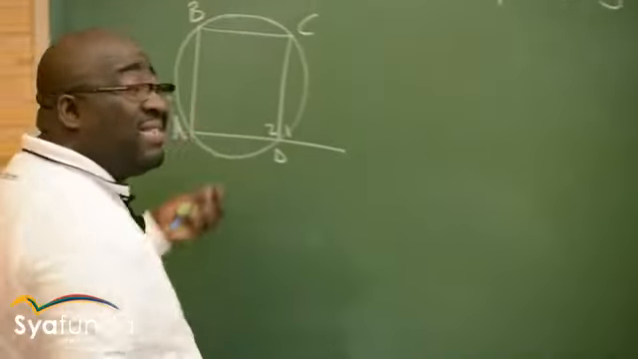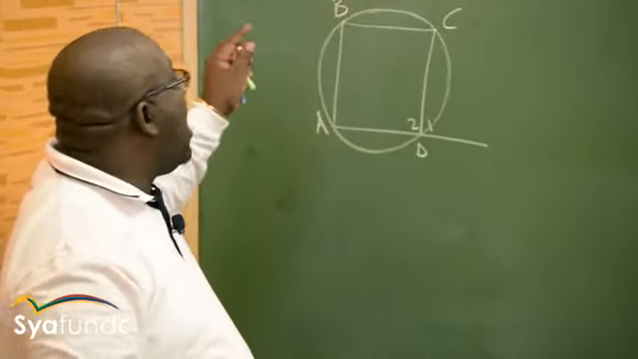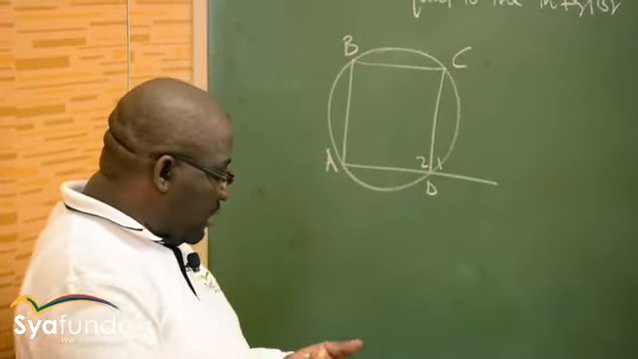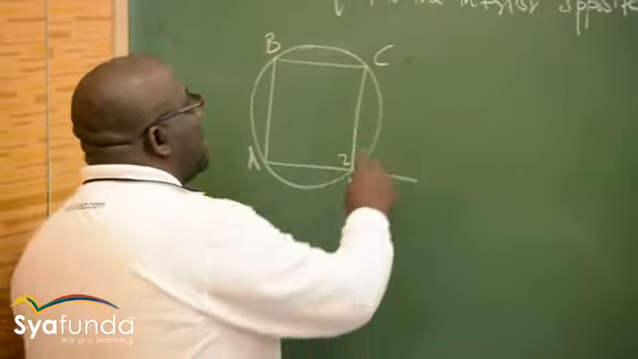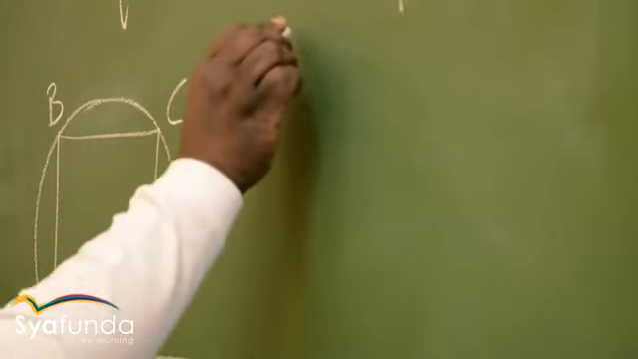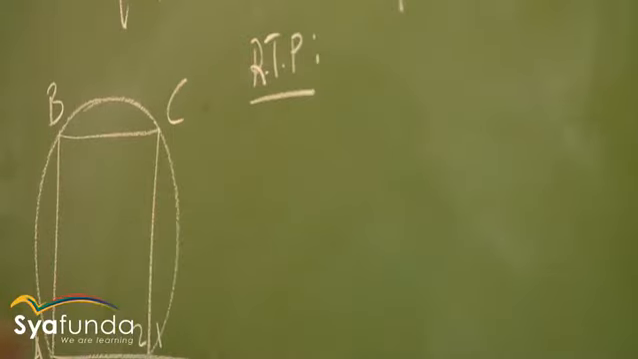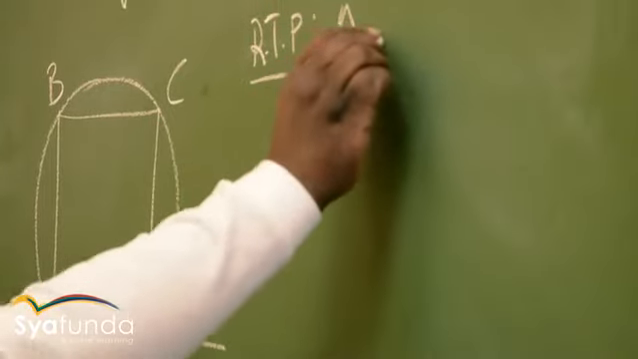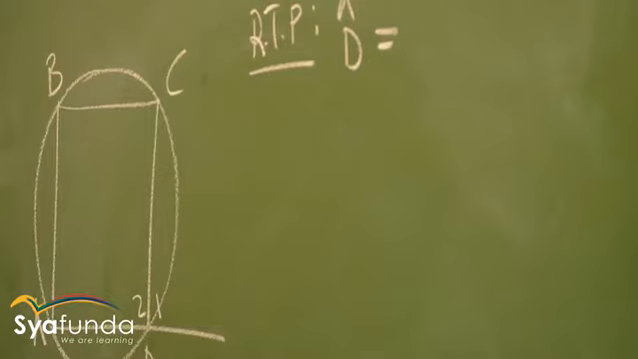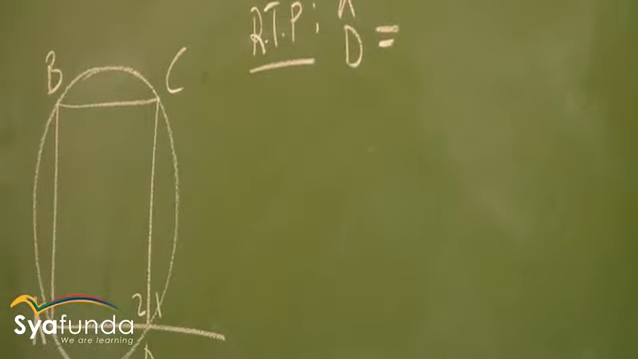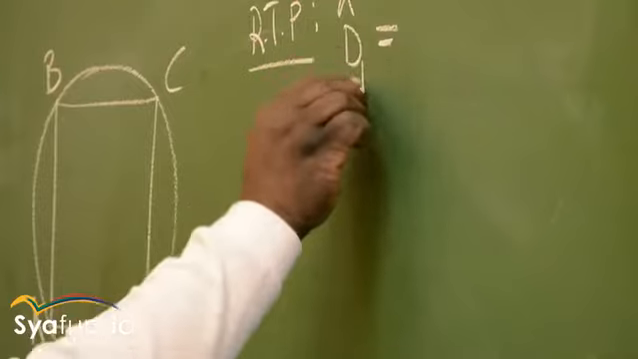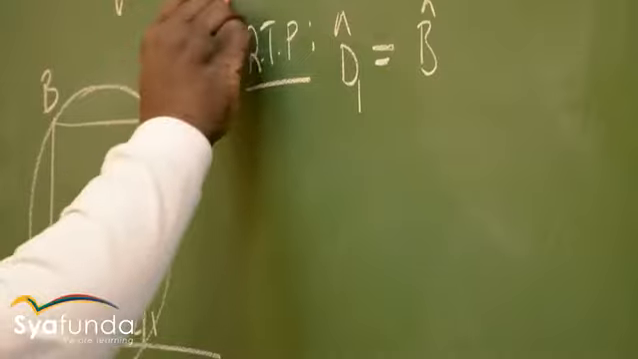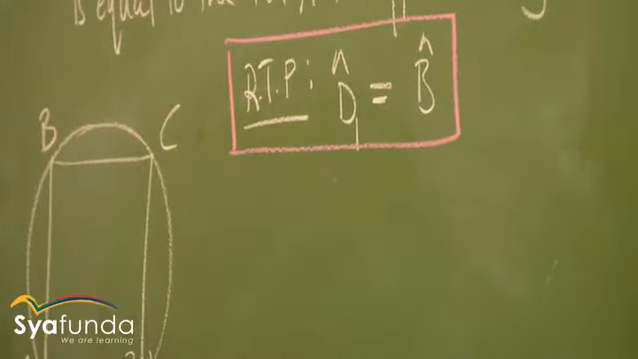We are proving whether this is the absolute truth, that the exterior angle of a cyclic quadrilateral is equal to the interior opposite angle. So in this particular case, what do we want to check, RTP? Which one is the exterior angle here? It is D1. We want to check whether D1 is equal to the interior opposite angle, which in this case is angle B. This is what we want to prove. This becomes our focal point. We want to check whether this is true or not.